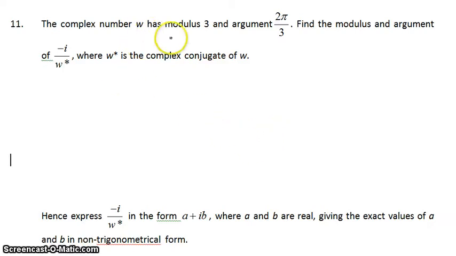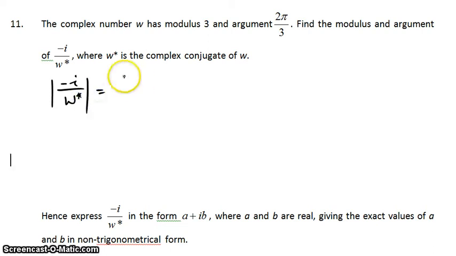Question 11. The complex number w has modulus 3, argument 2 pi upon 3. Find the modulus and argument of minus i upon w conjugate, where w conjugate is the complex conjugate of w. Okay, so what is the modulus of minus i upon w conjugate?